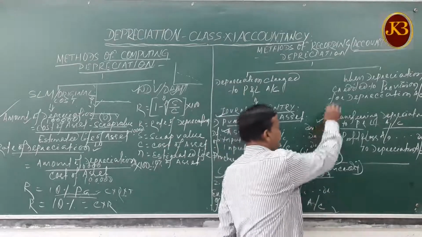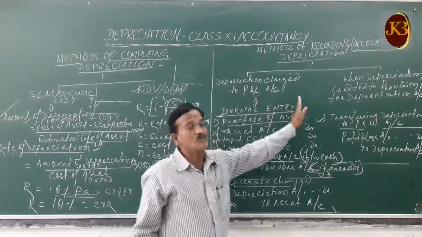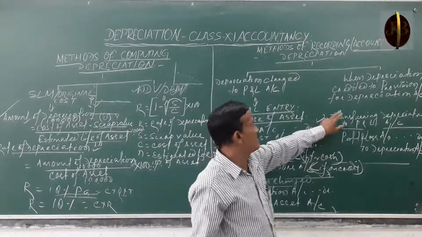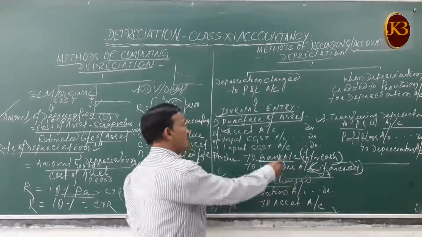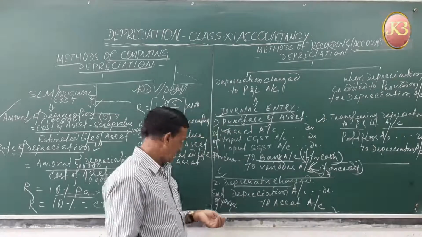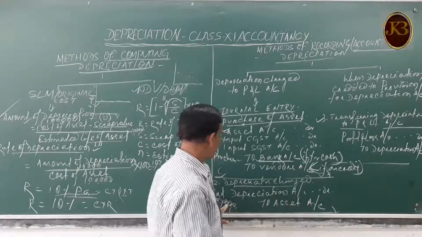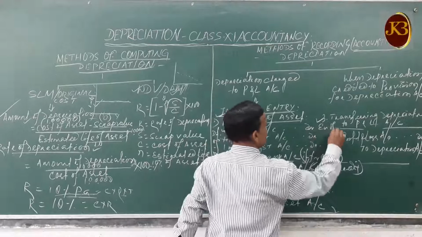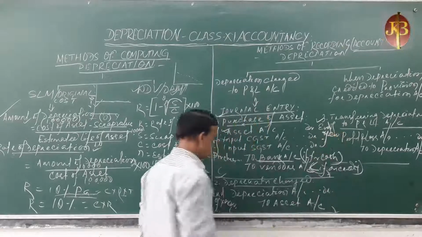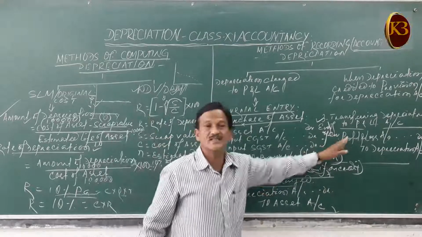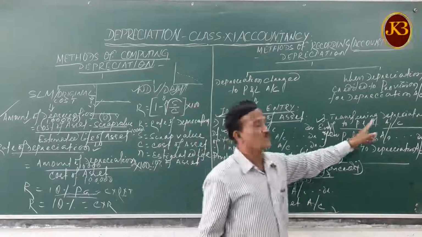Then the third entry. We are discussing the first method, where depreciation is charged to profit and loss account. So the third entry is for transferring depreciation to profit and loss account. When we are transferring depreciation to profit and loss account, then we will record it on the same date again, the end of the year. That means on 31st March or 31st December, these last two entries will be done. So depreciation is charged, then transferred to profit and loss account.